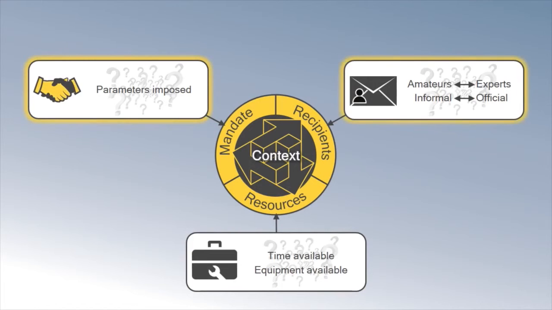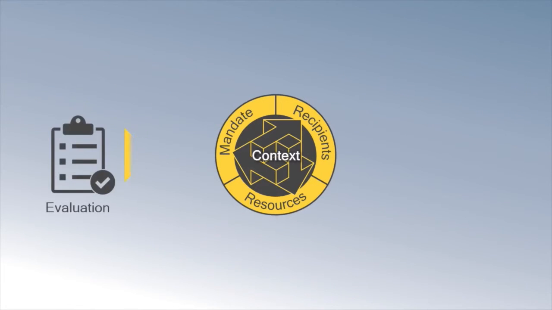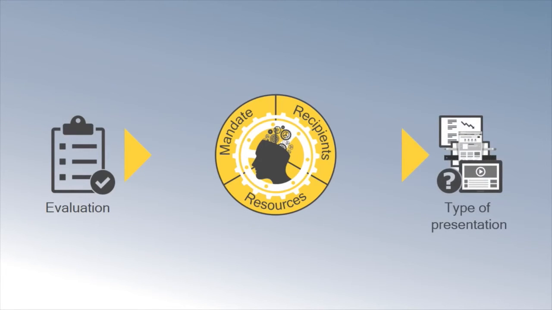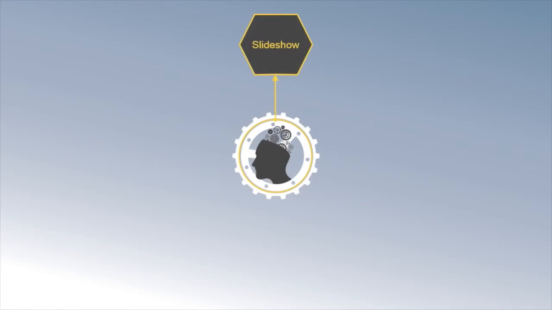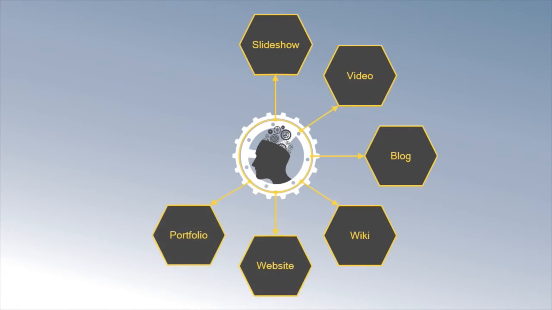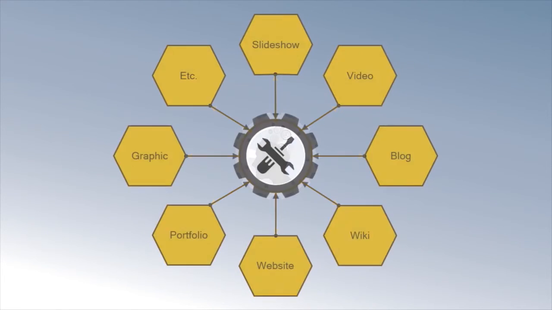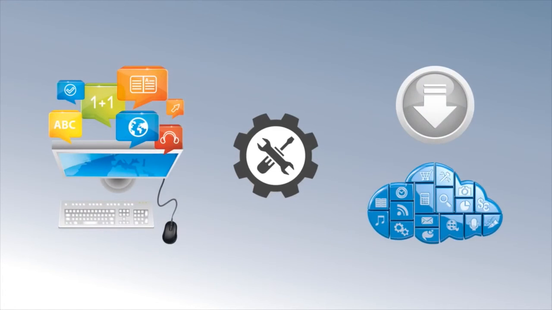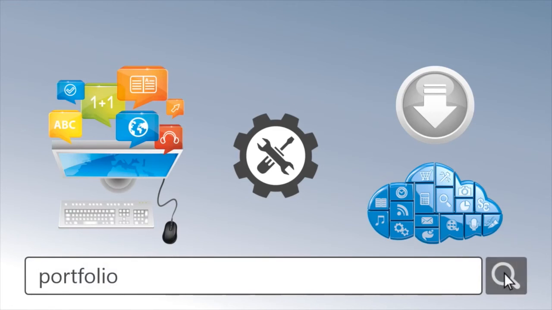The 3 axes that we have discussed make up the context of the presentation of information. Once this context has been carefully evaluated, you just have to use your judgment again to determine the type of presentation best suited to your project. Your choice might be a slideshow, a video, a blog, a wiki, a website, a portfolio, or a graphic. The next challenge is to select an appropriate tool with which to implement this choice. These tools can be part of your Office suite, as well as downloadable software or applications available online, free of charge or not. It's up to you to explore these possibilities in your own operating system or by doing a keyword search in a web browser.